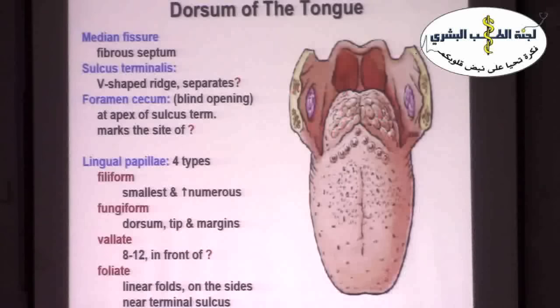Okay? Totally different. Anterior two-thirds, as you see, taste sensation. Posterior is protective. It's made of aggregation of lymphatic nodules. We call them all together the lingual tonsil. Okay?